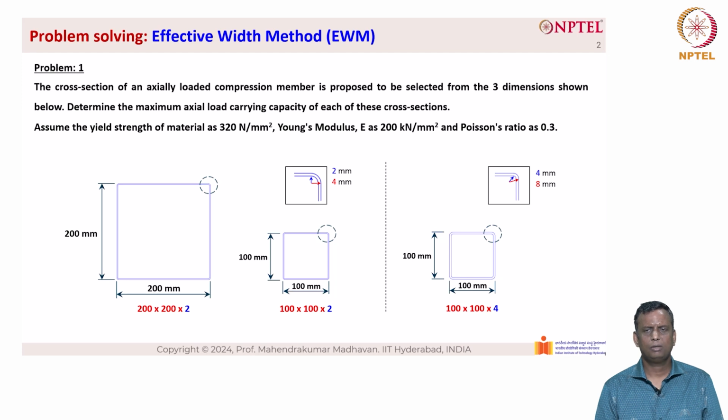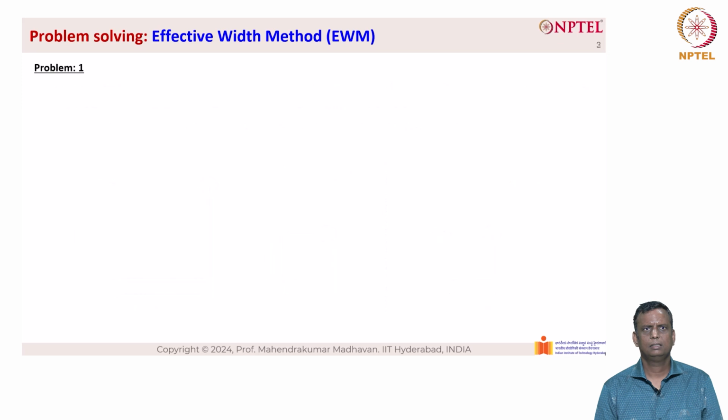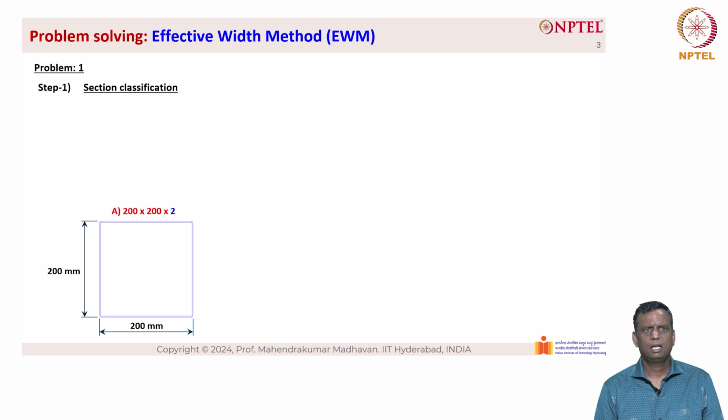So now let us evaluate the three cross sections and understand which one has the highest load carrying capacity. To do so, we need to identify what is known as a section classification. So the step 1 is the section classification. And to carry out the section classification, you need to find out the internal distance. Here, the internal distance b is 200 minus 2 into the thickness 2, divided by t, which is 2. So we have 196 by 2, which is equal to 98, which is the b by t ratio for the first cross section.